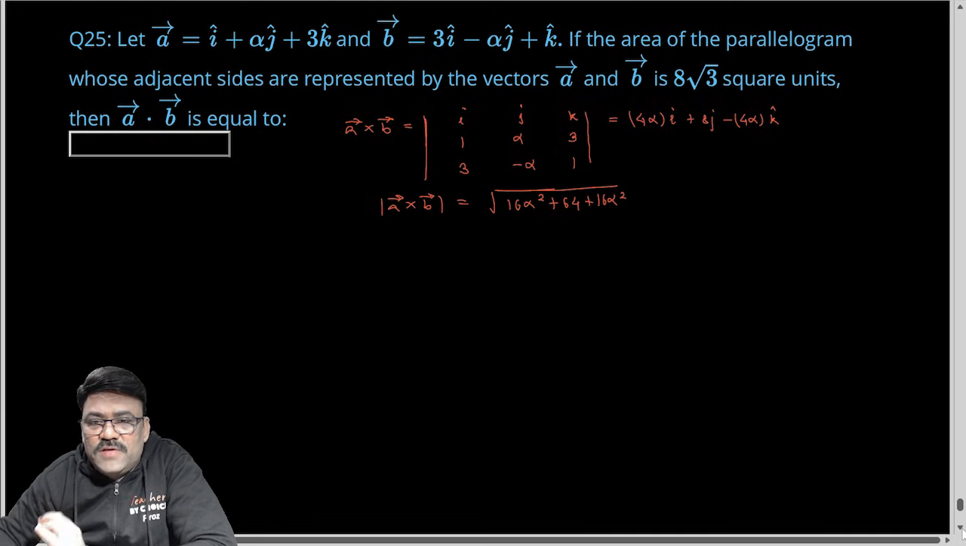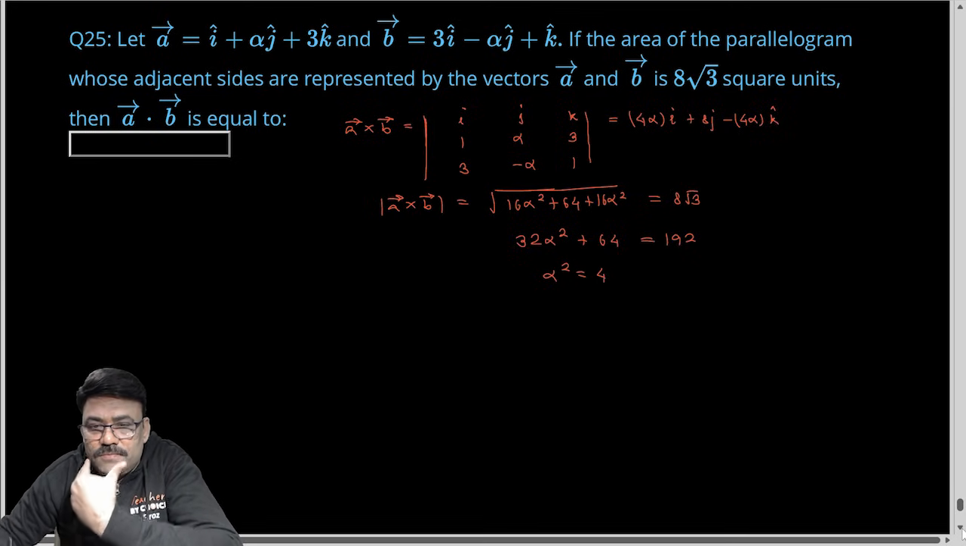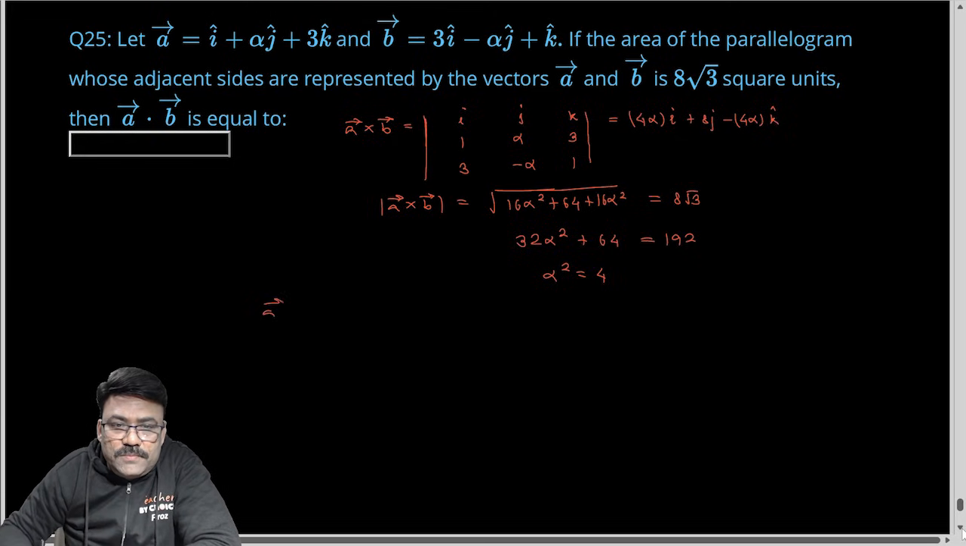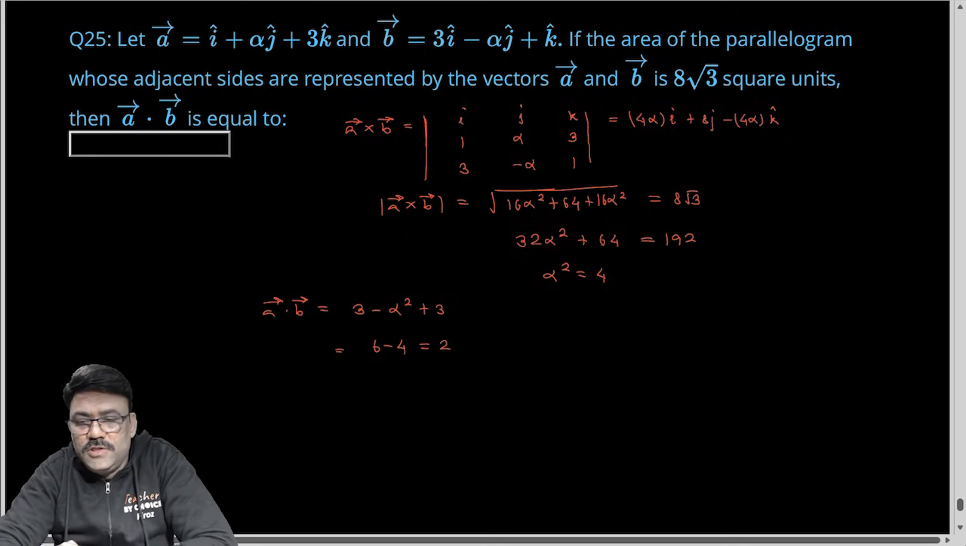This mod A cross B is the area of the parallelogram, which is given as 8√3. 16 and 16 make 32 alpha square plus 64. Squaring both sides gives 192. So alpha square is 192 minus 64, which is 128, so alpha square is 4. Now they are asking for A dot B. Taking the dot product of A and B, you get 3 minus alpha square plus 3. So it is 6 minus 4, which is 2. Hence A dot B should be 2.